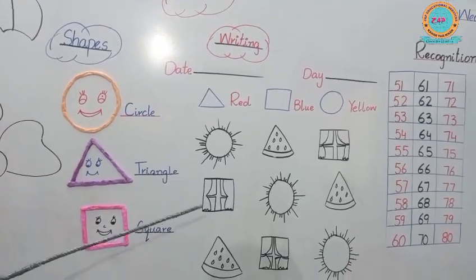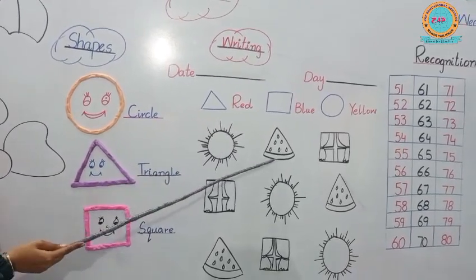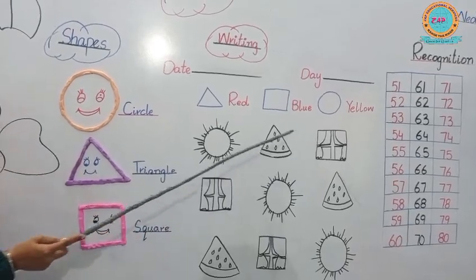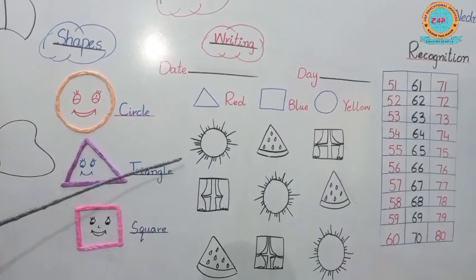I have drawn here some pictures. Look here. It's a sun. Which picture is this? It's a watermelon. And which picture is this? It's a window. Now you tell me what's the color of the sun?